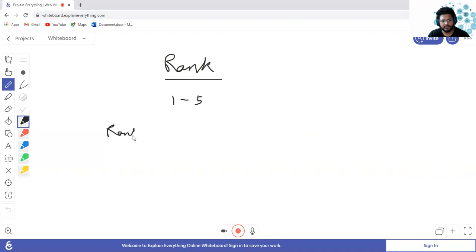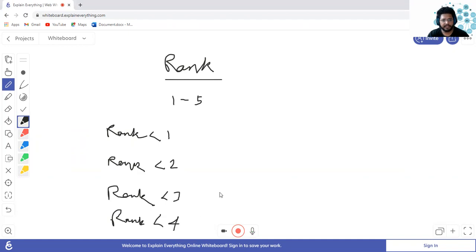Rank less than 1. This is one question. Rank less than 2. Another question. Rank less than 3. Rank less than 4. Right? I cannot ask rank less than 5, because rank less than 5 means all will come inside that, right? So I have 4 questions now.